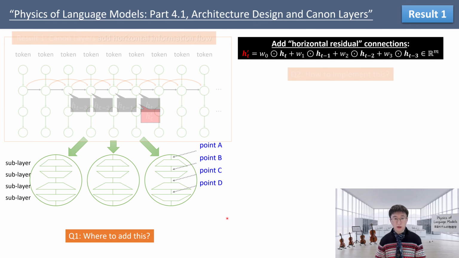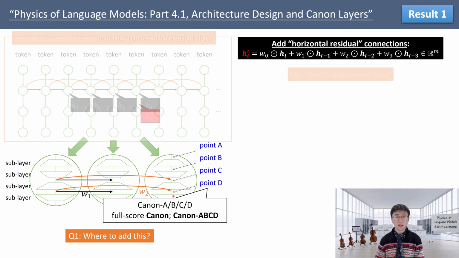So this gives rise to 4 very natural points where you can add such horizontal information flow. If you add it only at point A for each layer, then I call it Canon A. If you add it only at position B, then I call it Canon B, and so on. If you add all of them, say for every single layer you add at points A, B, C, D, all of them, because why not, then I call it full Canon or Canon A, B, C, D.